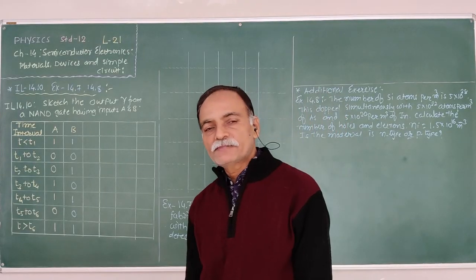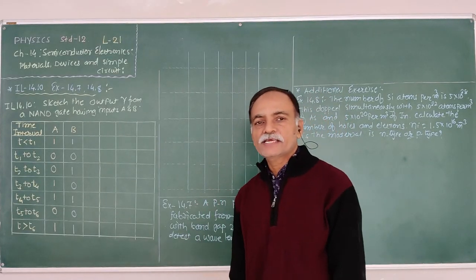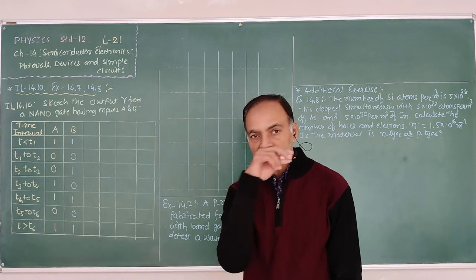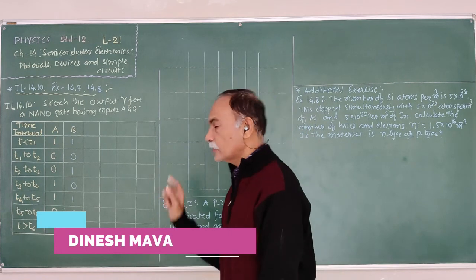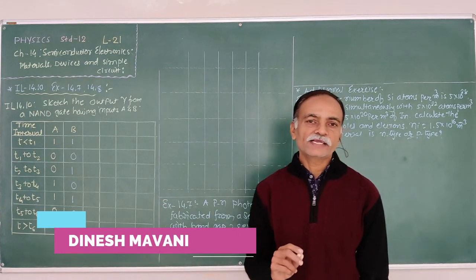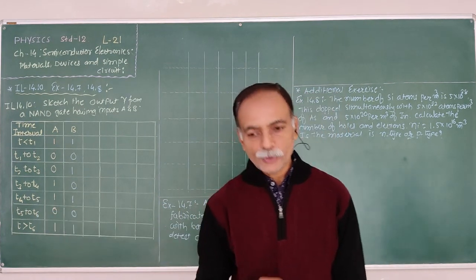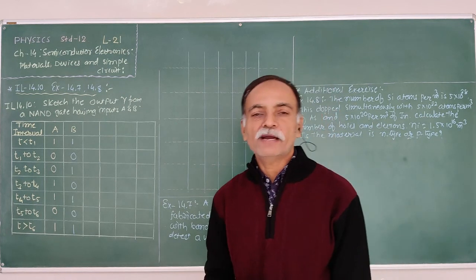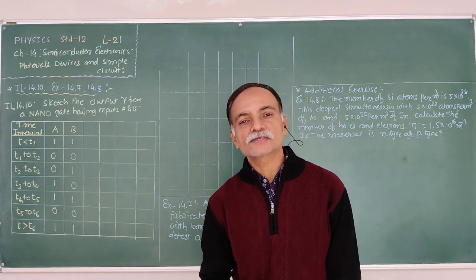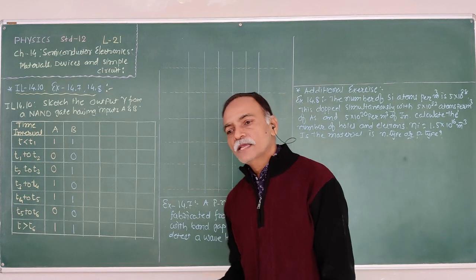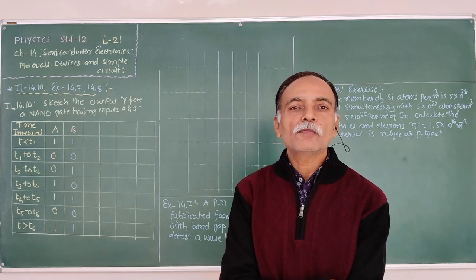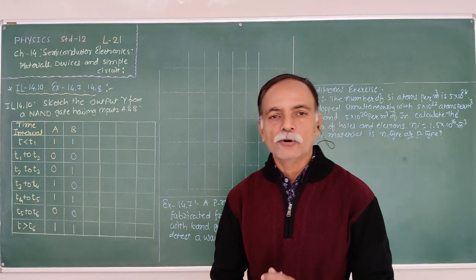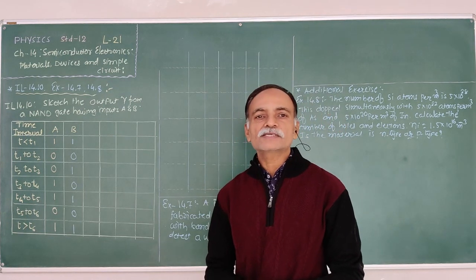Good morning friends. In chapter 14, Semiconductor Electronics, we discuss the numericals of the exercise, right? 14.2, 14.8 and 14.9 we already discussed. In 14.2 we found the number density of the electrons and also the holes, right? And in 14.8 and 14.9 we drew the waveform of the NAND and OR gates for given two inputs A and B.